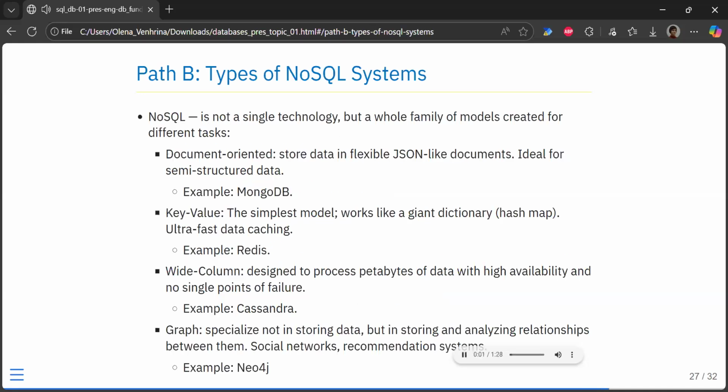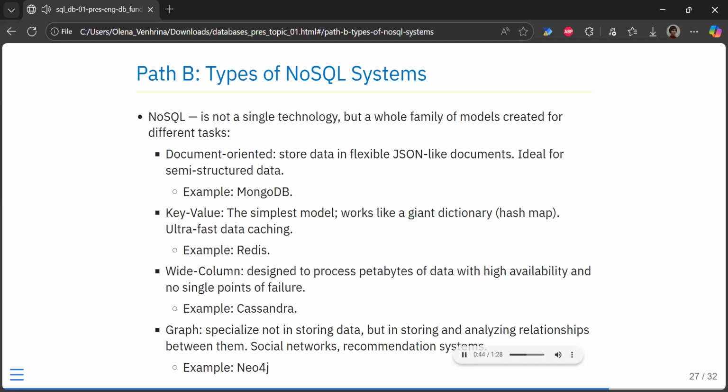And finally, concluding the conversation about NoSQL, it is important to understand that NoSQL is not one specific database. It is a whole family of completely different systems, each created for its narrow task. First, these are document-oriented systems. This is exactly what we discussed: flexible JSON documents. The main player here is MongoDB. Second, the simplest model, key-value. Imagine a giant dictionary or hash map. You have only a key and a value, some block of data. No more structure. Since it is so simple, these systems are incredibly fast. Their main application is high-speed caching. The most famous example is Redis.